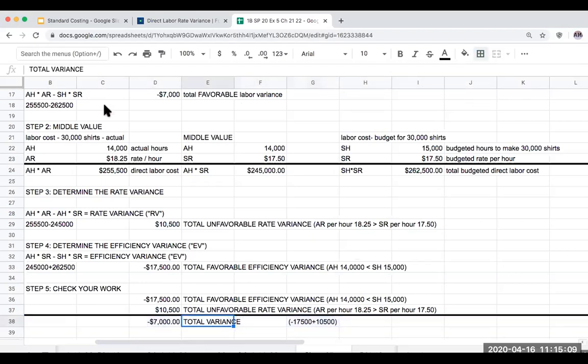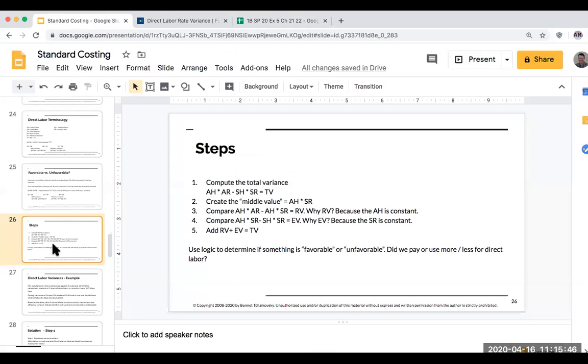Because remember, why is total variance labor favorable? And again, why is that, right? So on an overall basis, I only spent 255,500. I should have spent 262,500. So overall, it's favorable. I spent less. But where is that variance coming from? Well, it's coming from two parts. It's coming from the rate I'm paying per hour, which is unfavorable. And then I actually did it in less time, which is favorable. So again, that's what we're going through and trying to figure out with these different types of problems.